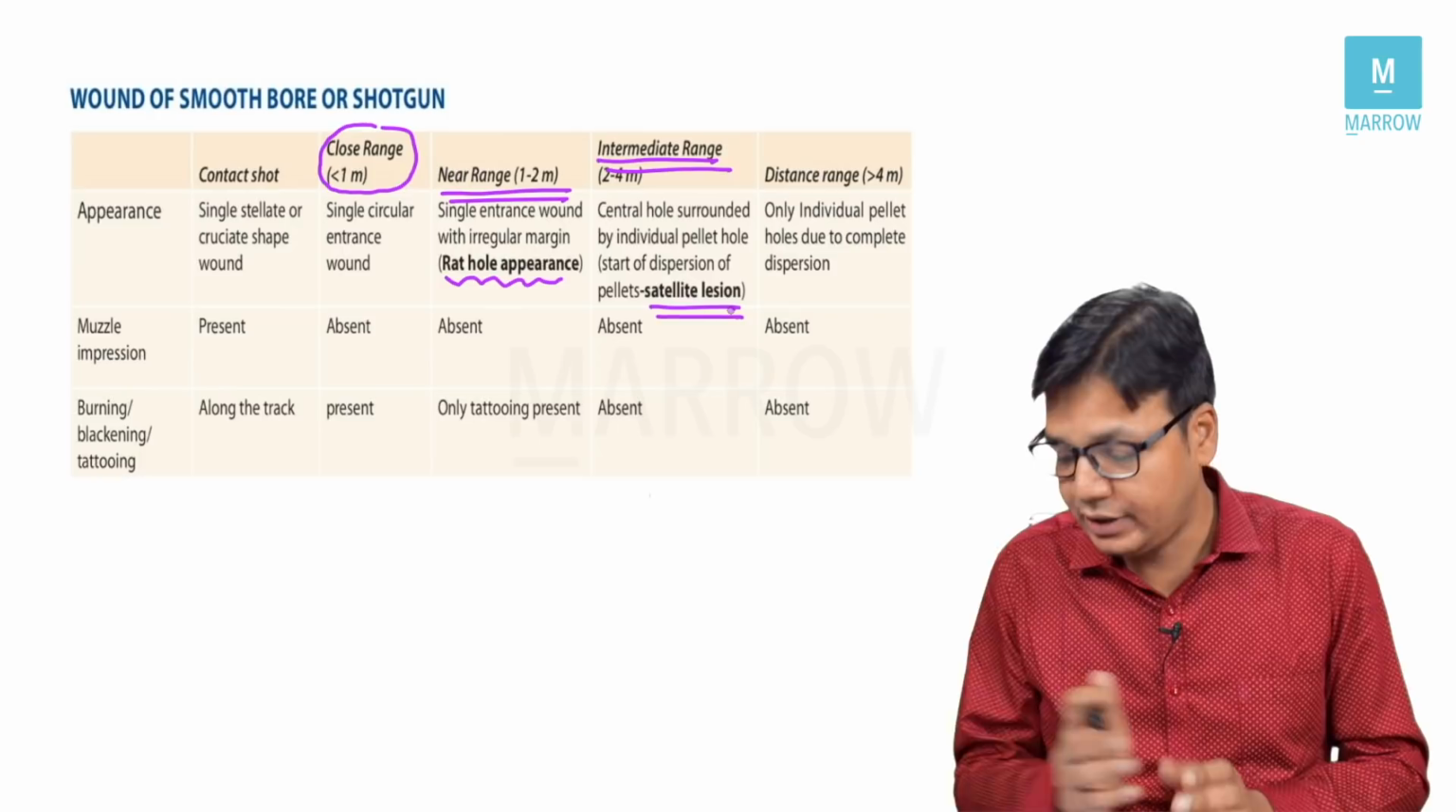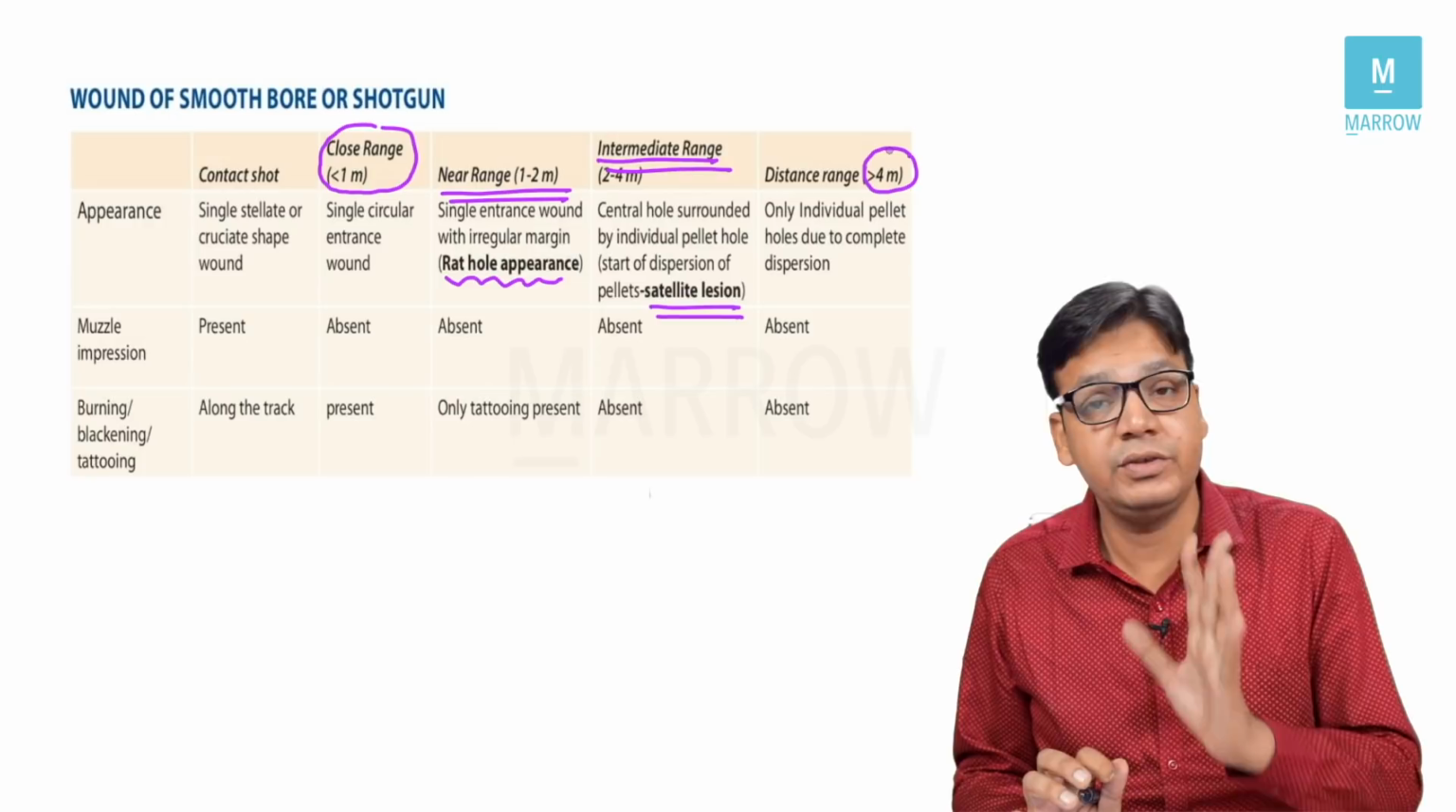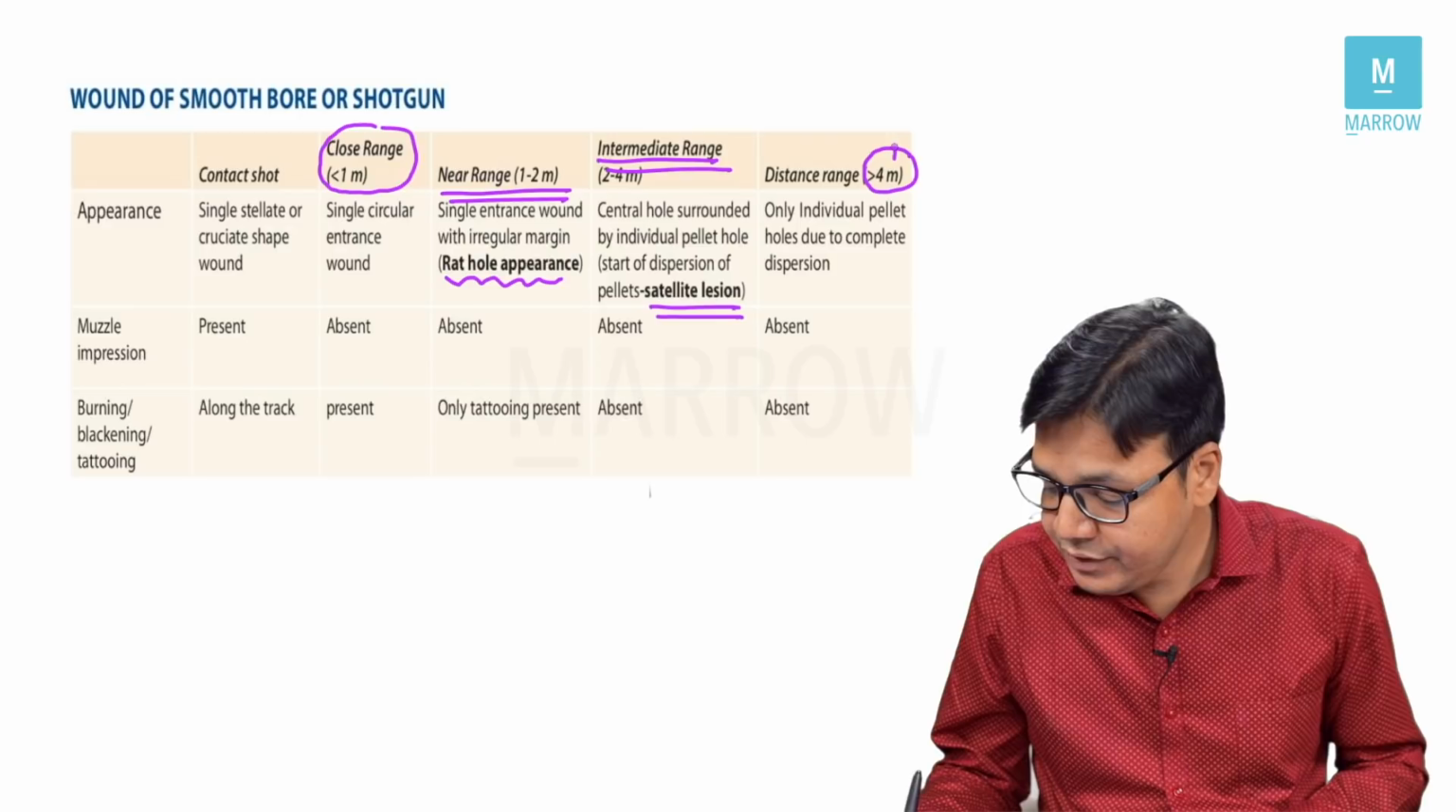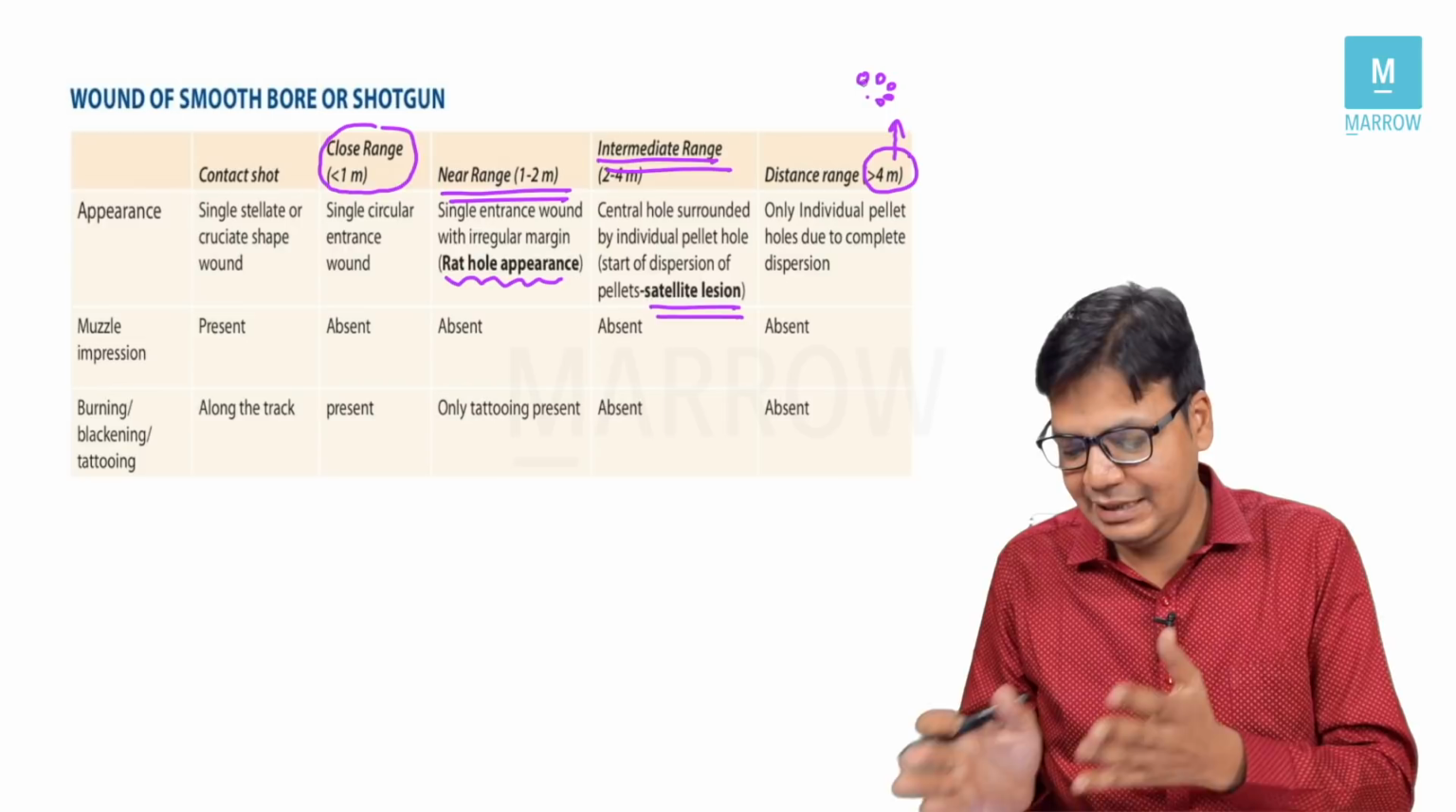And as I told you, if the range is more than 4 meter, this is a very important table. When the range is more than 4 meter, then we can see individual pellets. So, I told you the easy trick. This is the summary of the trick which I told you. Now, you can get one more question here.